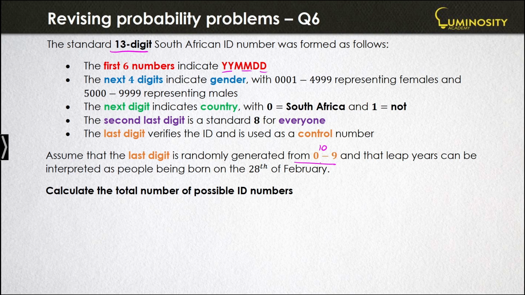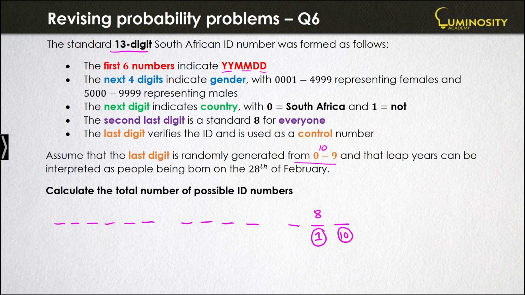So let's break it down logically into what is actually happening. There's going to be a case-by-case basis. What do I mean by that? Well, first of all, we're going to have 6 numbers indicating year, month, and date. Then the next 4 digits depending on gender. And then 3 digits where the second last one is always an 8, so there's only one option here for everybody. The last digit goes from 0 to 9, so there are 10 options here.